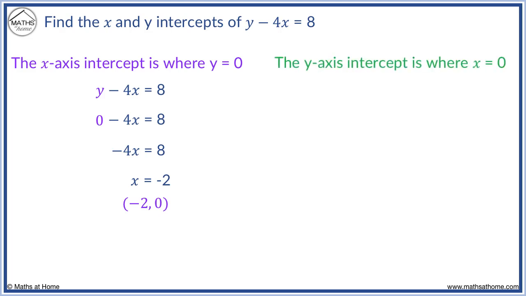The y-axis intercept is where x equals 0. We take the equation and substitute x equals 0. We are left with y equals 8. The coordinates of the y-axis intercept are 0, 8.